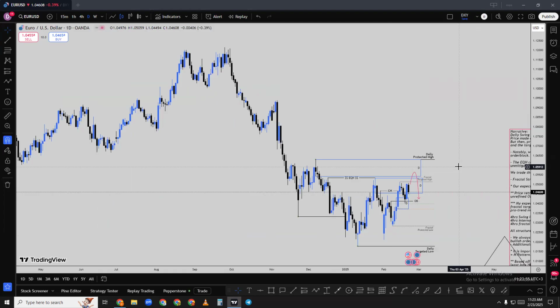And today I just want to go over some trade updates and trade ideas, as well as show you guys the zones that I'm looking to take my trades from.